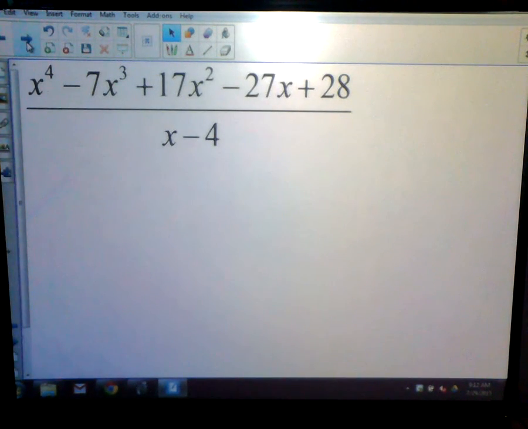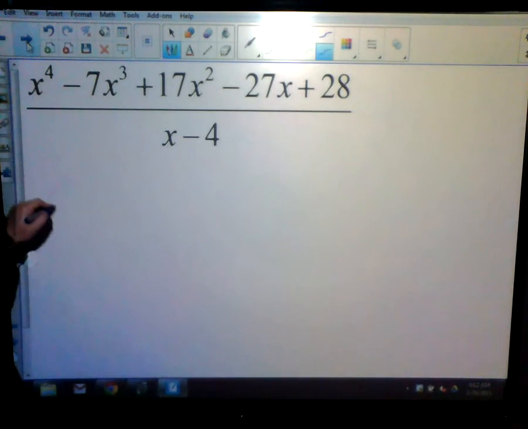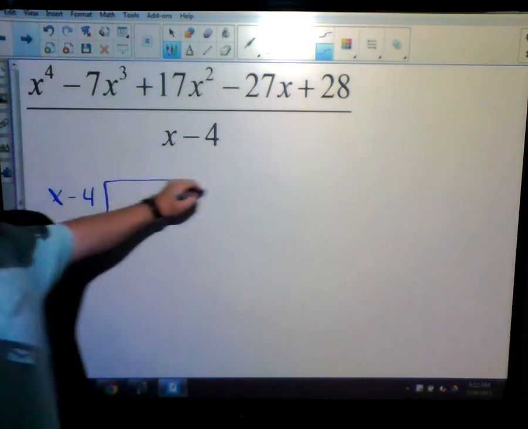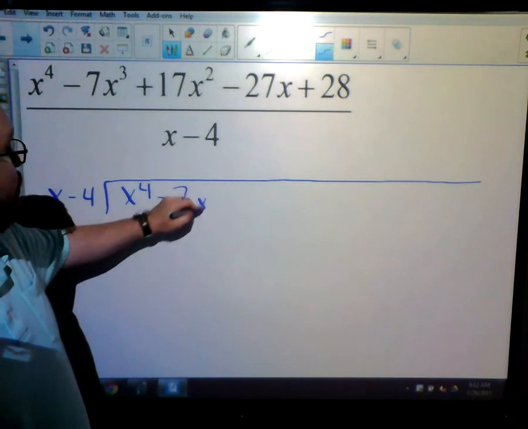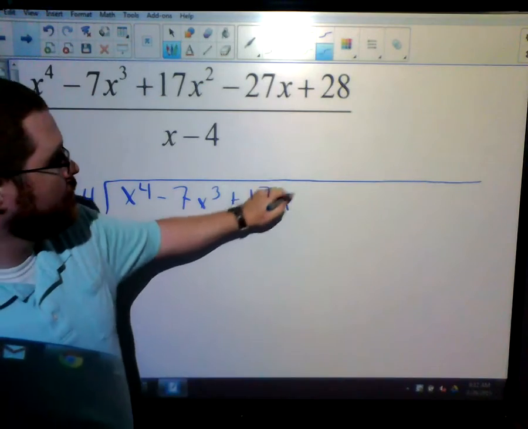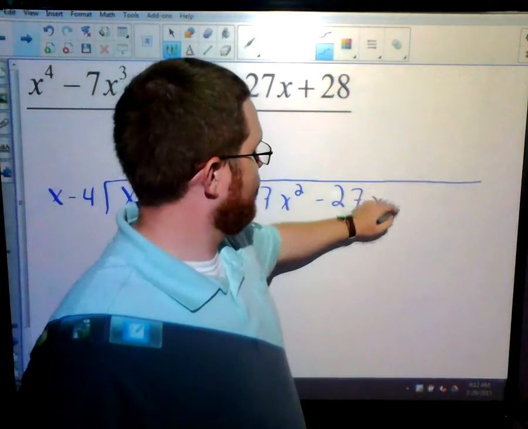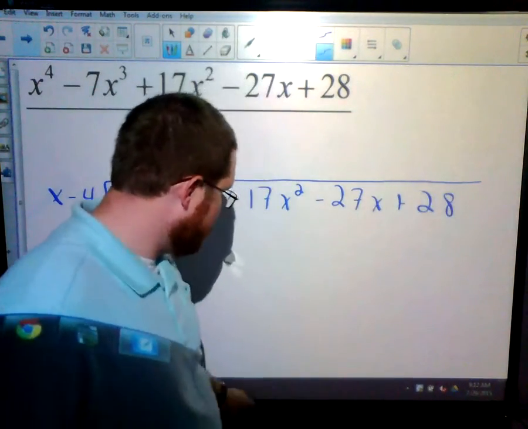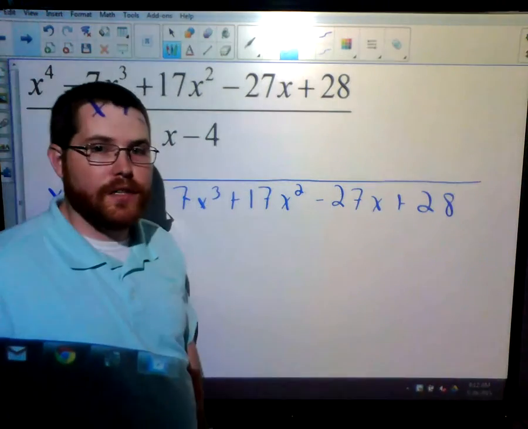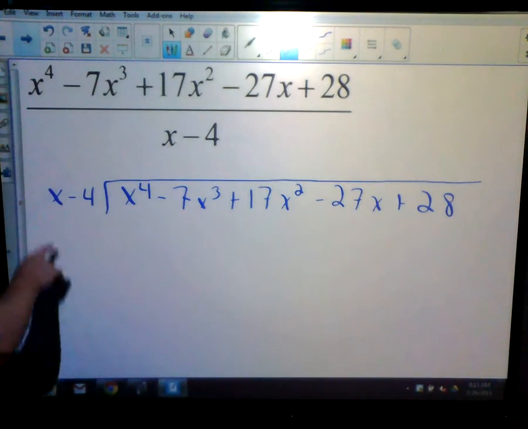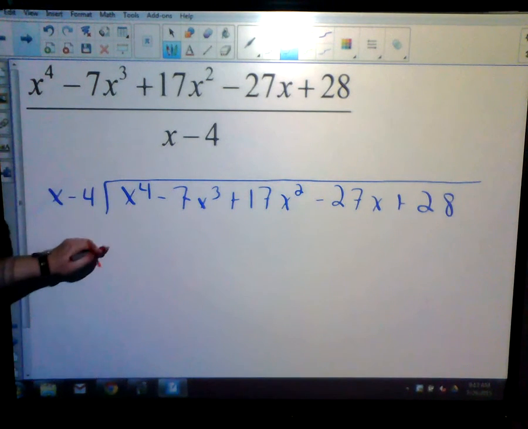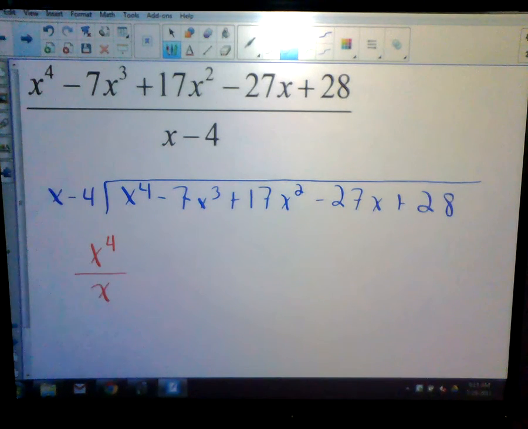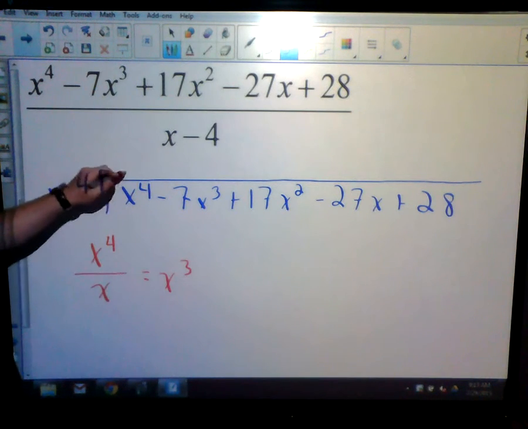Let's take a look at this problem. Write the bottom on the outside. Write the top on the inside. And sometimes it helps to have a little scratch paper as you're doing this. So we're going to divide. How many times will x go into x to the 4th? If it helps, write it out. What's x to the 4th divided by x? X to the 4th divided by x is x cubed. So I'm going to put an x cubed right there.